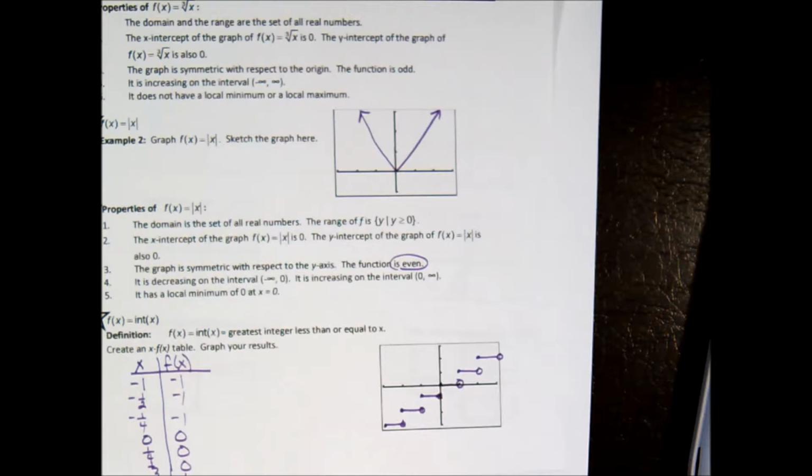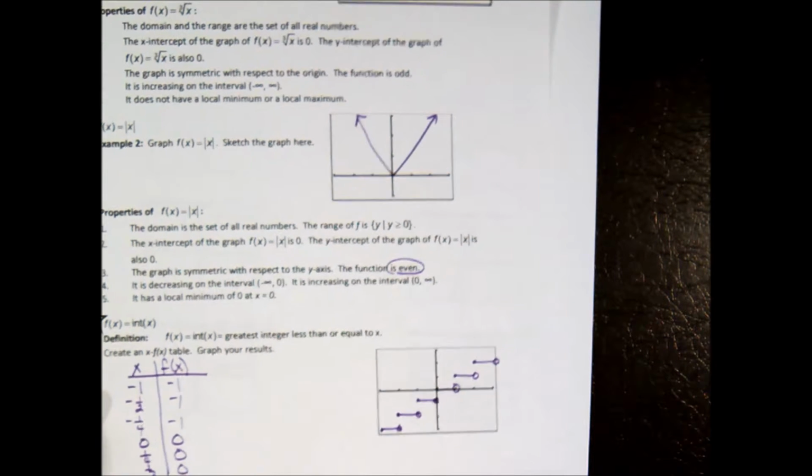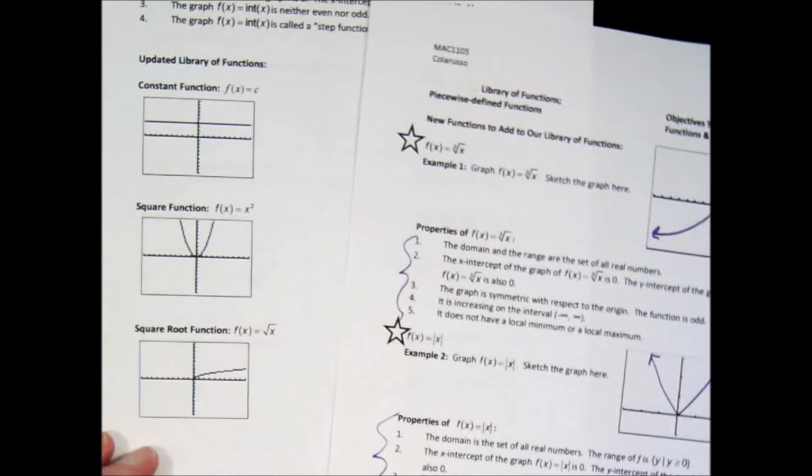Your graphing calculator only shows it as lines. So in general, it's a stair-step type of function. And the properties are listed on the next page.